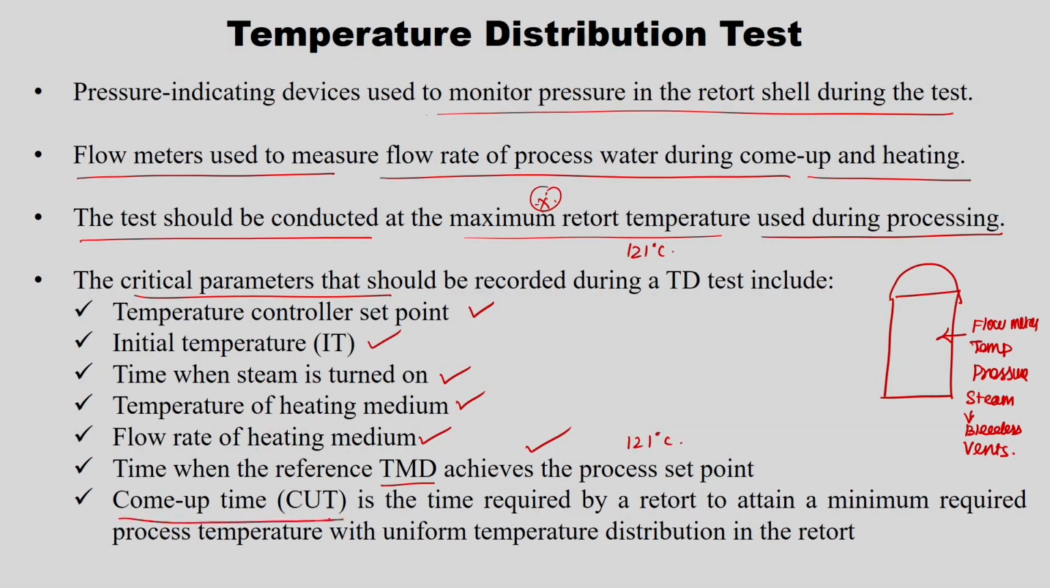This is the come up time, which we call CUT, the time required by the retort to attain the minimum required process temperature with uniform distribution in the retort. So, if I want to fix the retort temperature at 121 degree centigrade, the time taken from switching on the heating medium to evenly distributing the retort at 121 degree centigrade is nothing but the come up time. So, all these critical parameters should be recorded during the TD test.